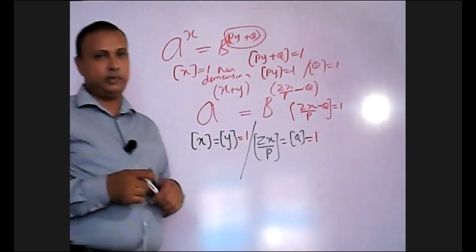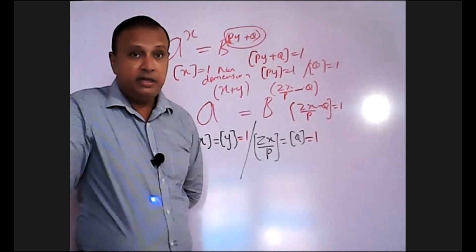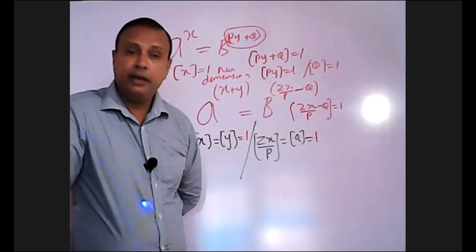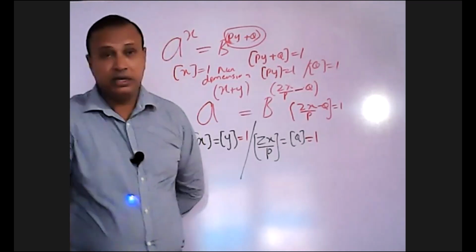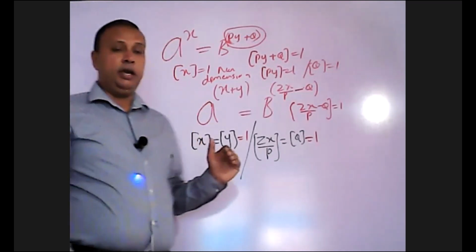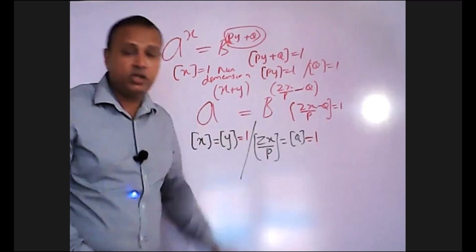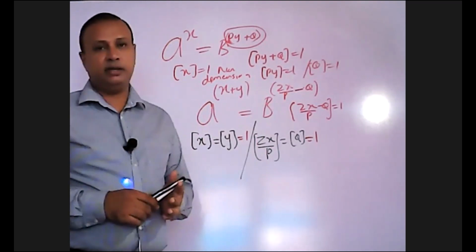That is how we determine the dimension of unknown physical quantities in an equation. But there are two other factors to be considered. Up to this level, do you have any questions to ask, or do you understand this one?